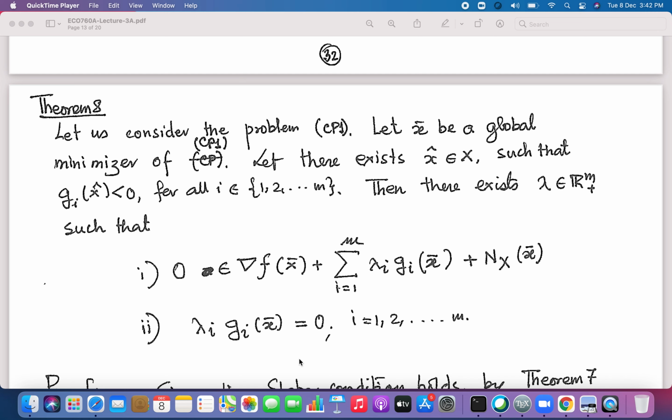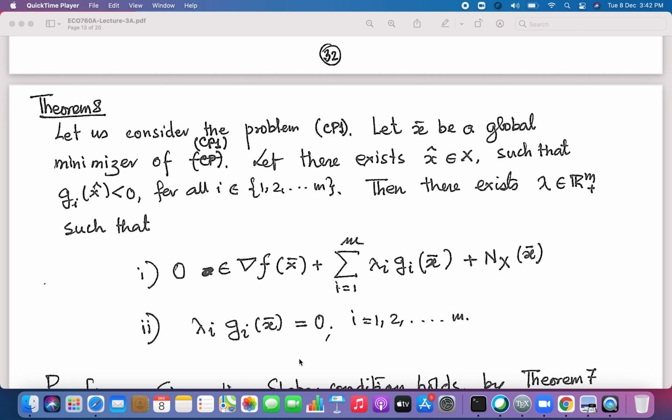Now let us consider the problem CP1. Let x bar be a global minimizer of CP1. Let there exist x hat in X such that g_i(x hat) is strictly less than 0 for all i ranging from 1 to m, which means that the Slater condition, or the modified Slater condition, holds.